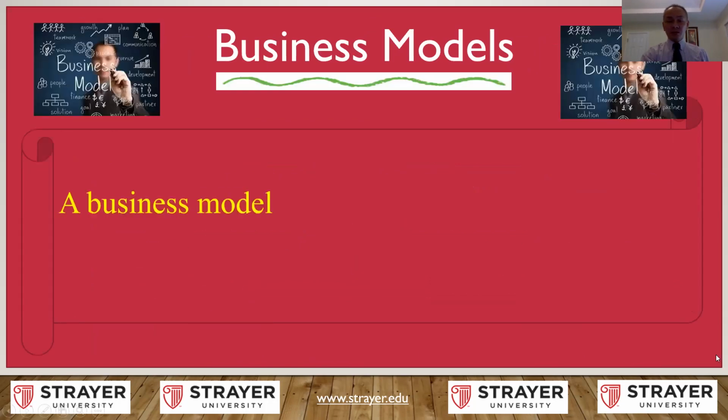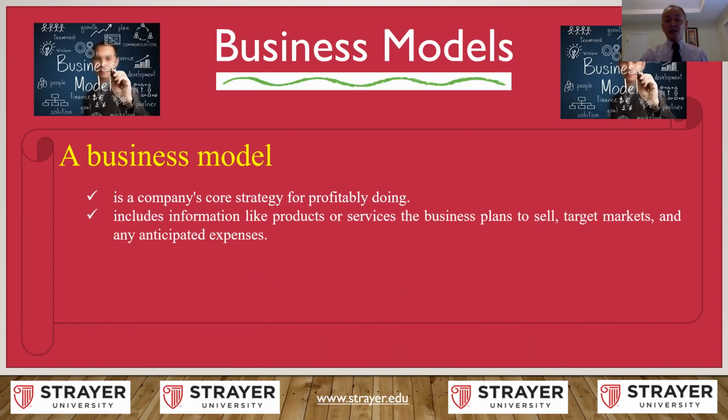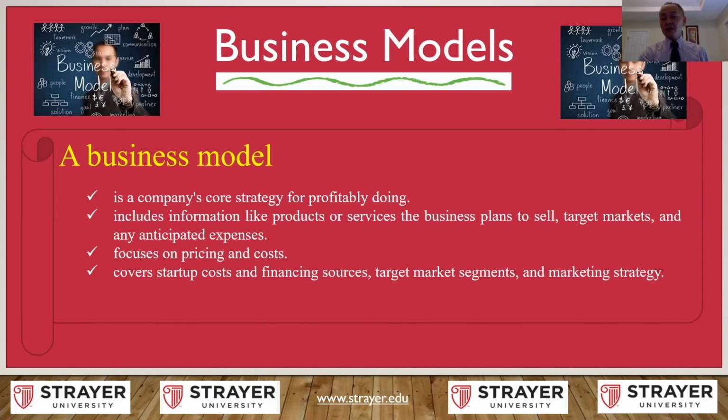So what is a business model? A business model is a company's core strategy for profitability. It's basically a high-level strategy. So a business model includes information like products or services that the business plans to sell, target markets, and any anticipated expense. Focus on pricing and costs. Covers startup costs and financing sources, target market segments, and market strategy.